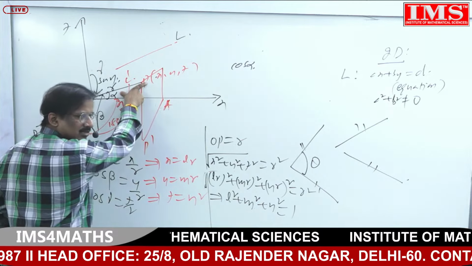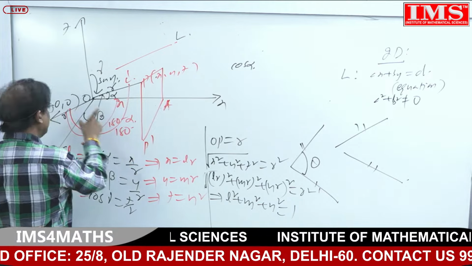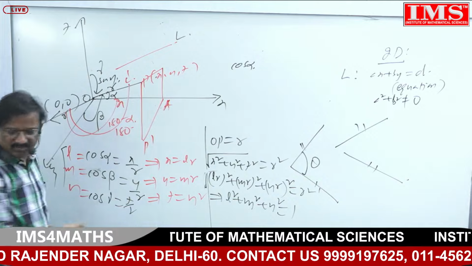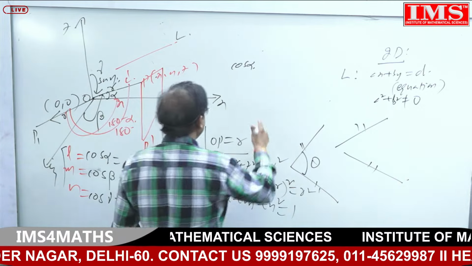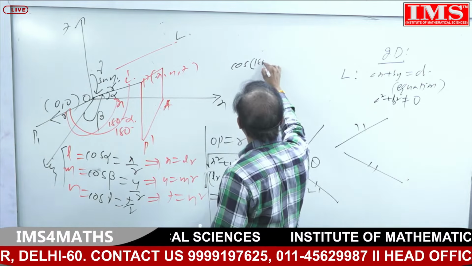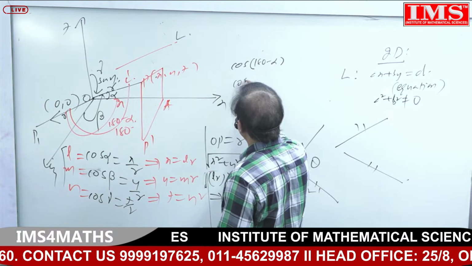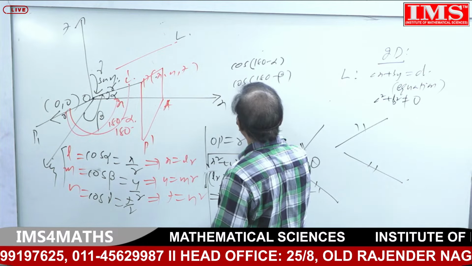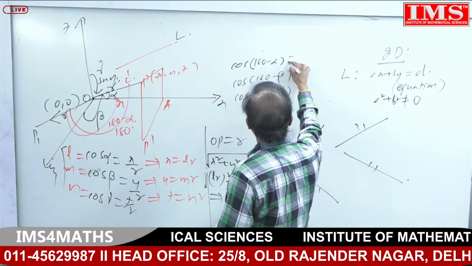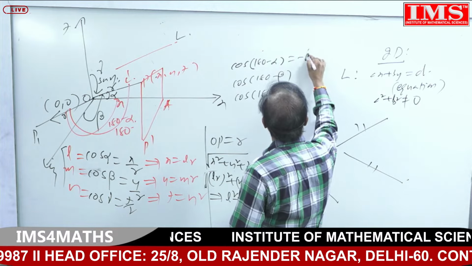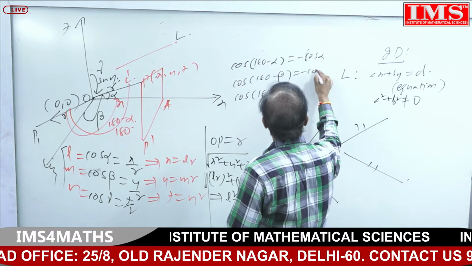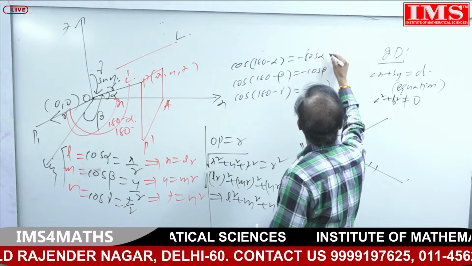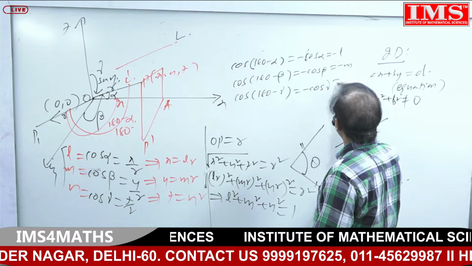OP1 to OP, how much angle do you have? 180. But OP1 to the positive direction of the x-axis, how much is here? 180 minus alpha. What do you get here? Cos of 180 minus alpha. Next, cos of 180 minus beta. Similarly, cos of 180 minus gamma. So you get minus cos alpha, minus cos beta, minus cos gamma. That is minus L, minus M, minus N.